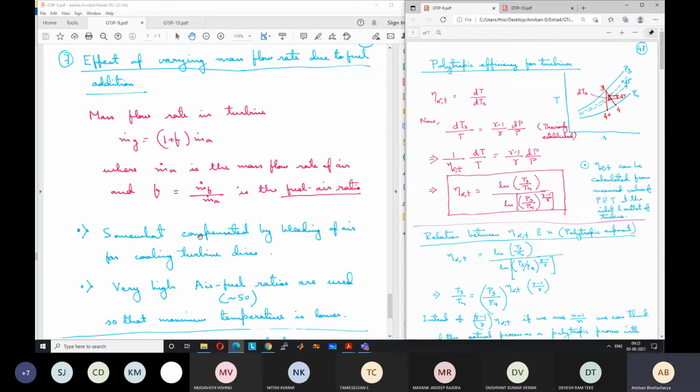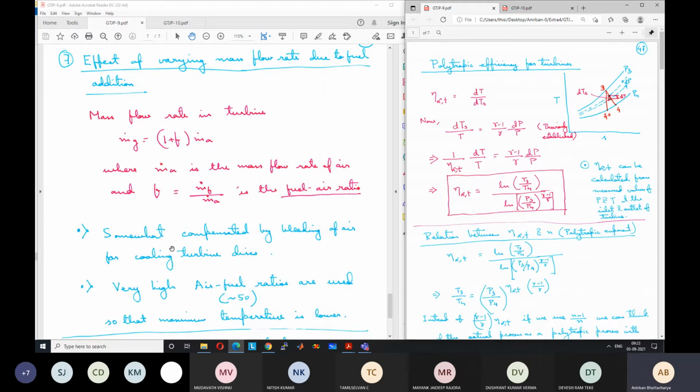And as I already mentioned, a very high air fuel ratio is maintained so that the maximum temperature is lower. It's a very common question asked in interviews if you go for this type of job. Okay, why is the air fuel ratio kept high? It is not anything related to the combustion process. It means it is related obviously to combustion, but it's not for maintaining combustion or anything. It is for keeping the maximum temperature lower.